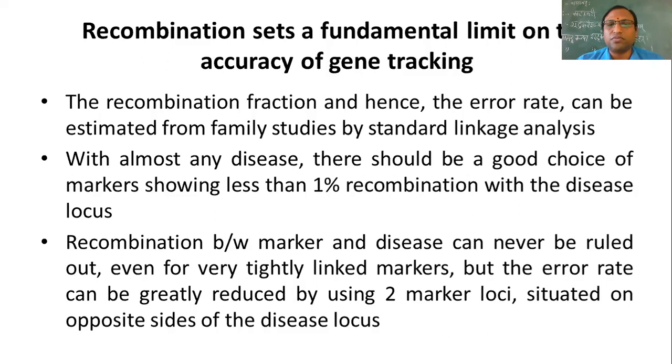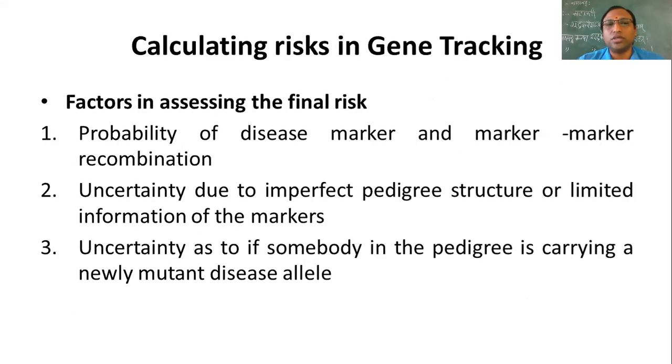So the recombination between the markers and the disease can never be ruled out, even for very tightly linked markers, but the error rate can be greatly reduced by using two marker loci situated on opposite sides of the disease locus. So this is about calculating the risks in gene tracking.